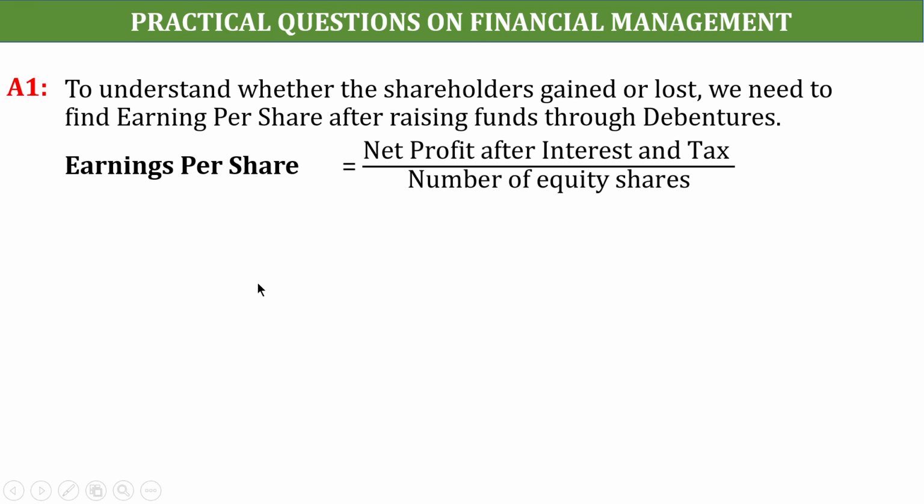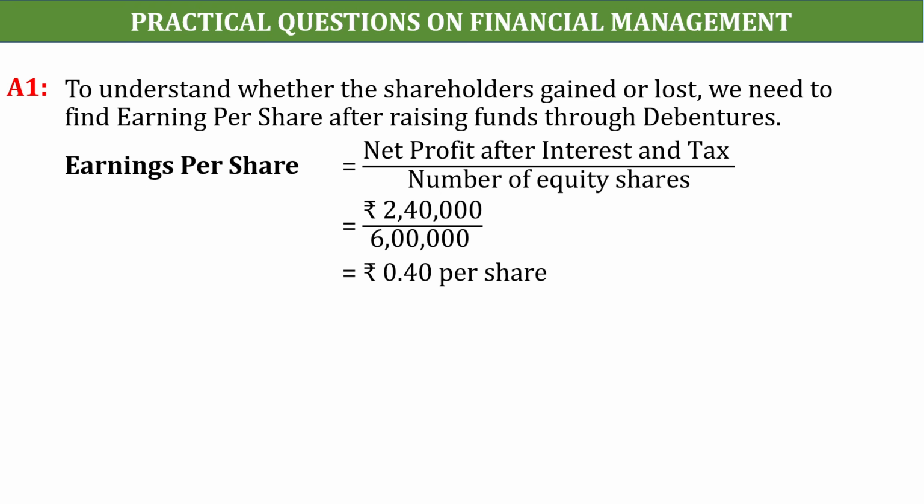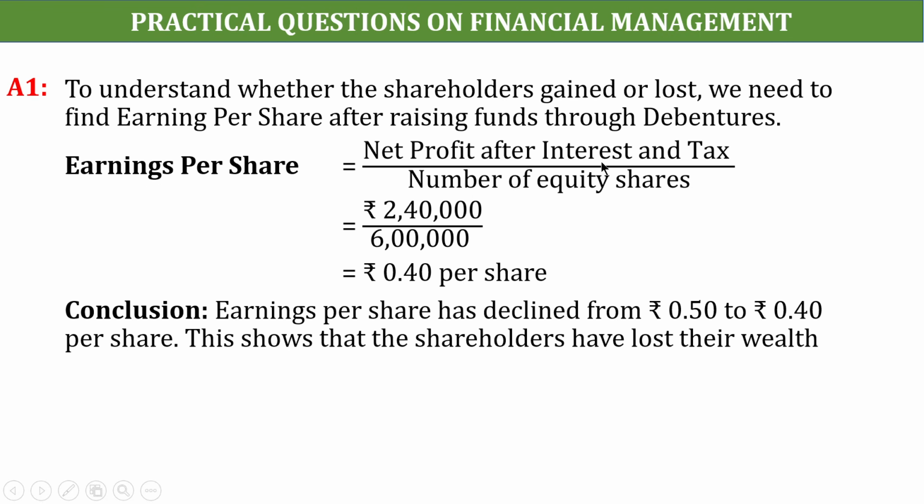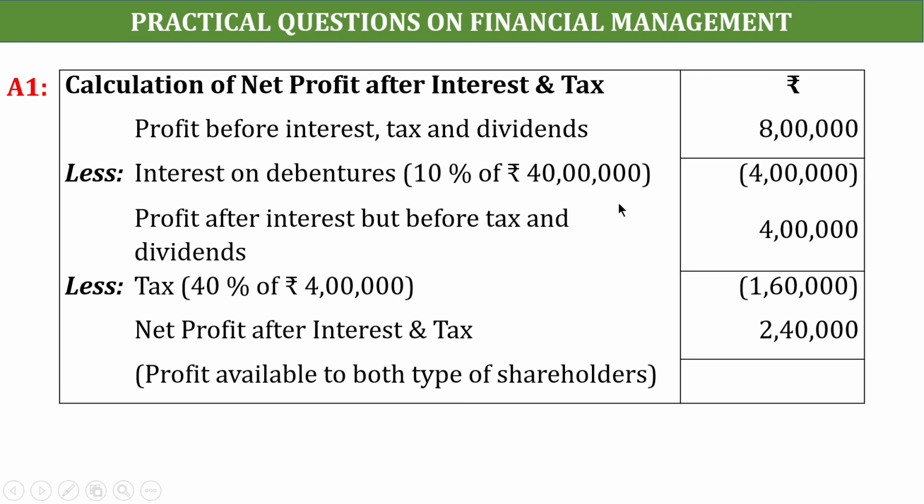So we have to see earning per share. The formula for earning per share is net profit after the payment of interest and tax upon the number of equity shares. Net profit after interest and tax has been determined as rupees 2 lakh 40,000, and the number of equity shares is 6 lakh. Net profit after interest and tax has been calculated on the next page.